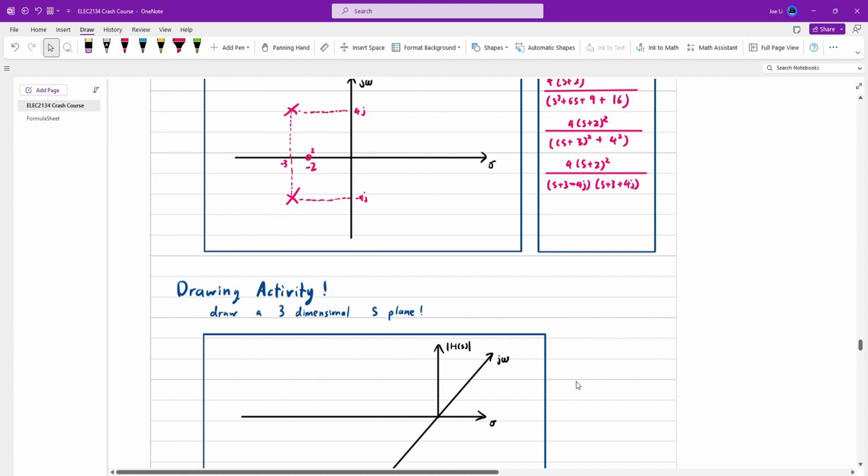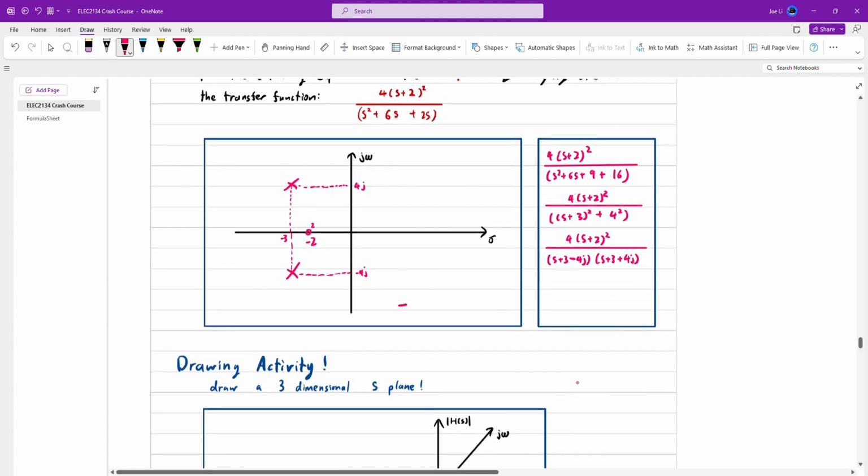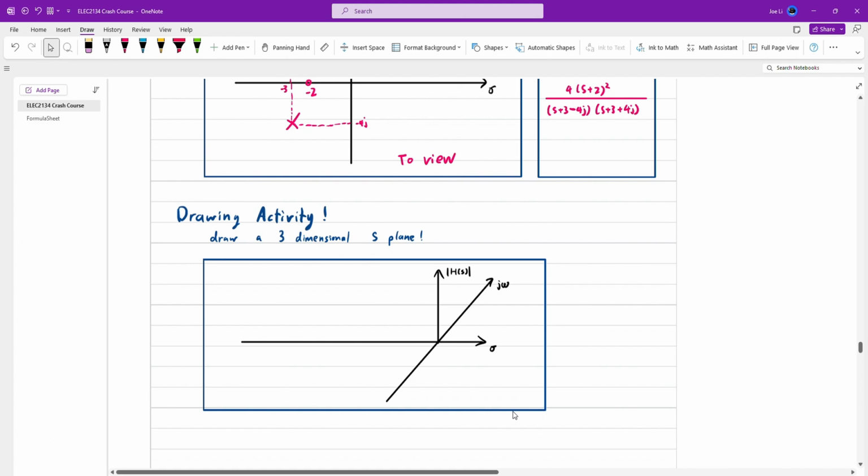Drawing activity. So I kind of want to show everyone a little bit of artwork. If we plot this in a three-dimensional graph, this is just the top view. You'll be asked to do this in the exam, but you will not need to draw a three-dimensional S-plane in the exam. This is purely just for me to show you how it actually looks like, and you can have a better idea of plotting a transfer function from this. So just copying the previous from the top view, we get two poles here and a double zero here.